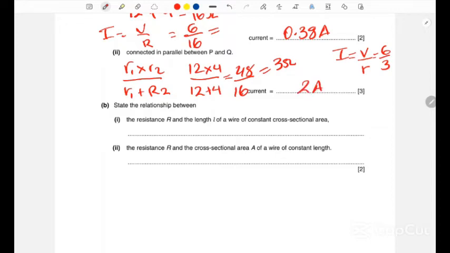Part B. State the relationship between resistance R and length L of a wire of constant cross-sectional area. So the resistance is directly proportional to the length. So we can write as R increases, L increases.